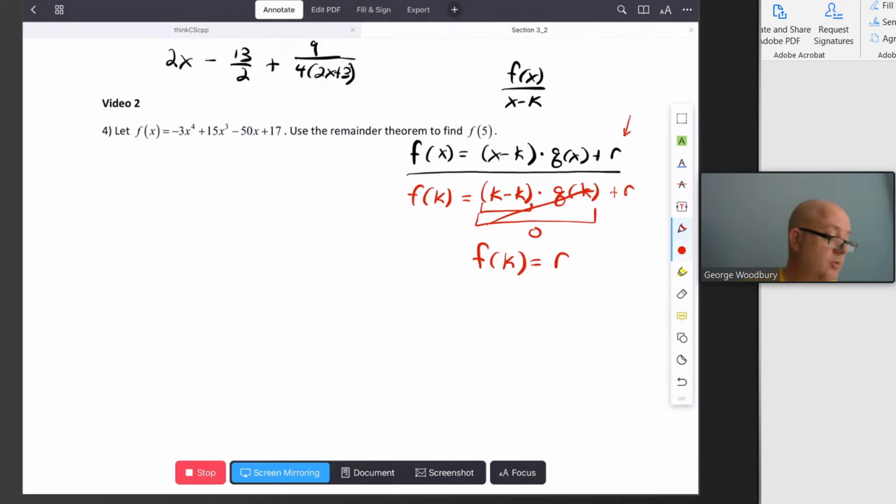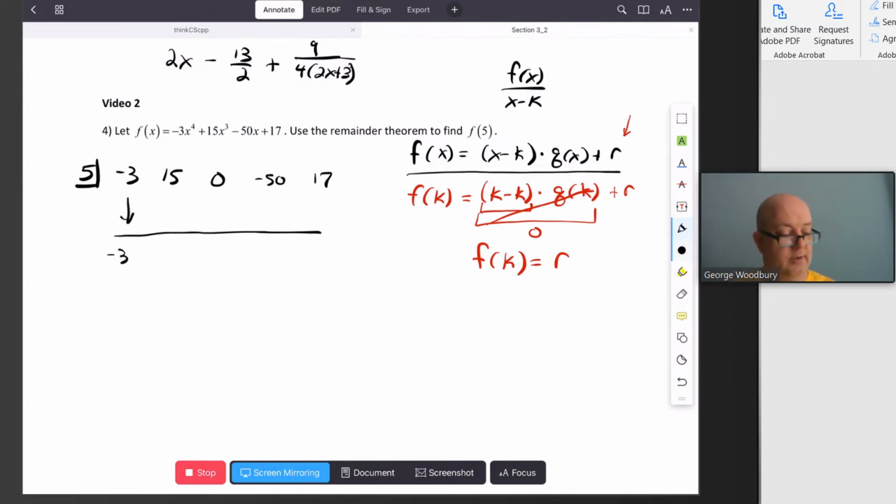Let's see how this goes. In that divisor box, we're going to put in 5. The leading coefficient of the 4th degree term, that's a -3. The 3rd degree term is positive 15. There's no x squared term, so I'm going to put in a 0 as a placeholder. Then I've got -50 for x and 17 for the constant term.